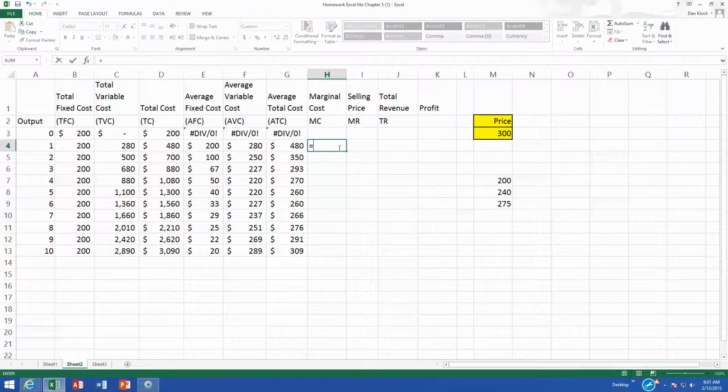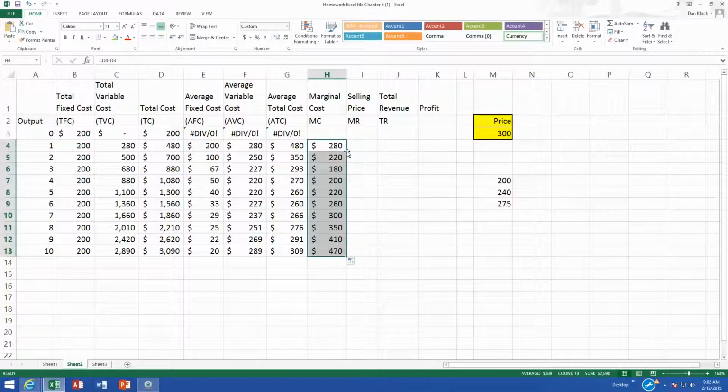So let's just do a formula that does it. That's going to be equal, I'm going to do my 480, again, that's my total cost for one output, minus the one up above. And there's the marginal cost for producing one unit: 280, right? And if I throw it down, fine, there it works.